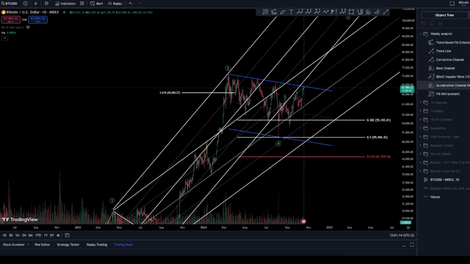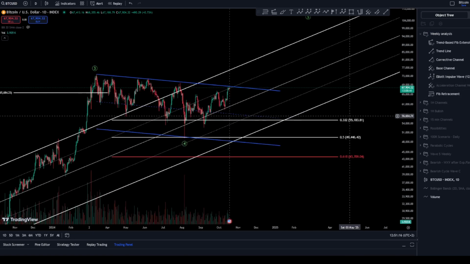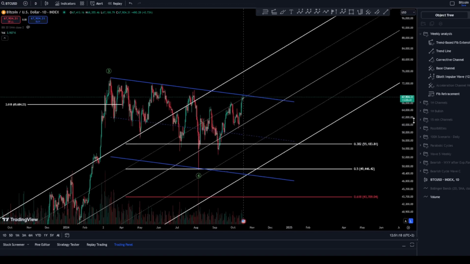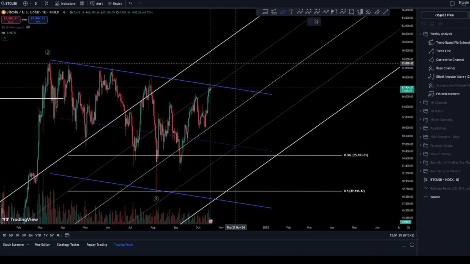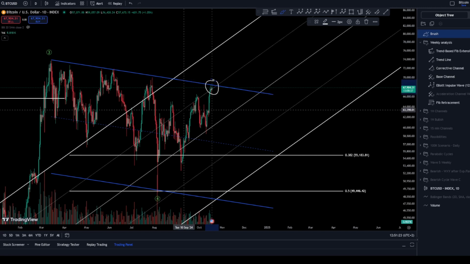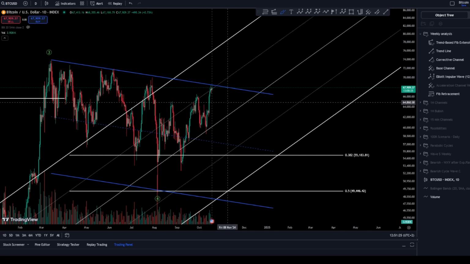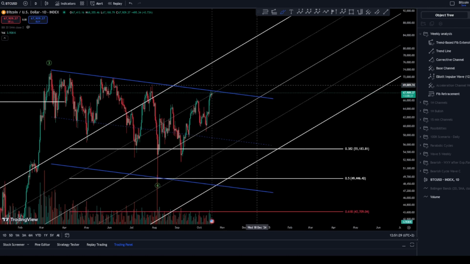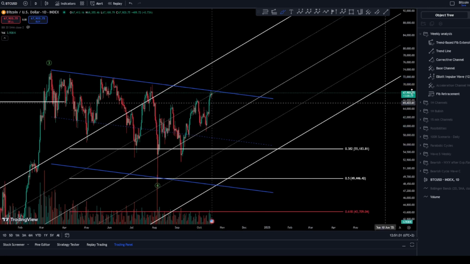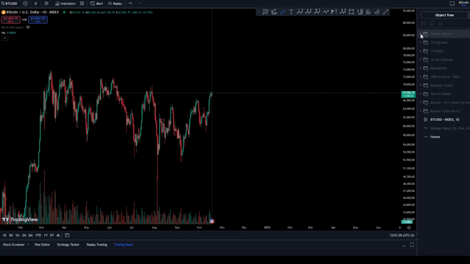So therefore, I just want to highlight the importance of this level right now and how critical it is, because once breaking it, it's going to be a confirmation of a 100K scenario based on channeling, right? And that's why I would like to show some channeling today, because it is very nice to see.